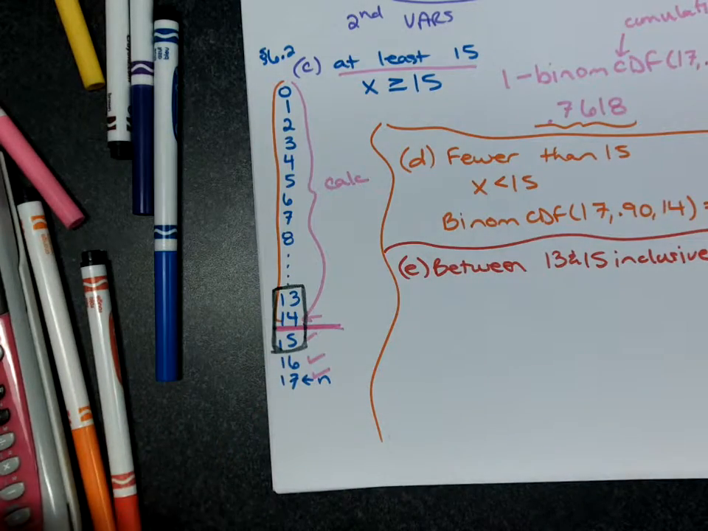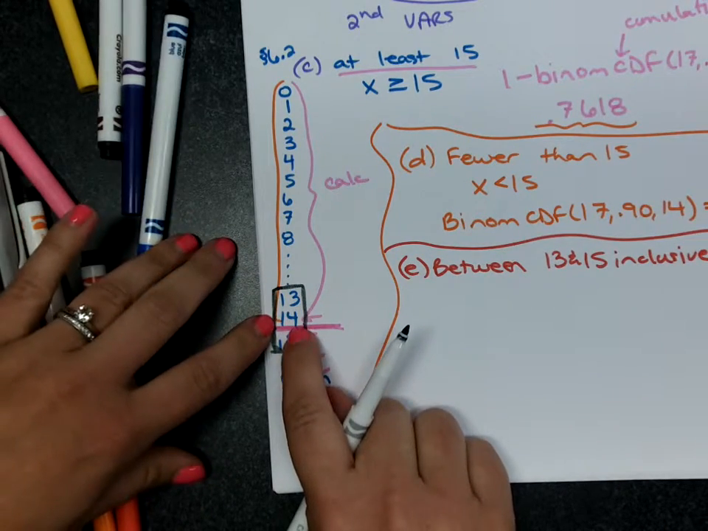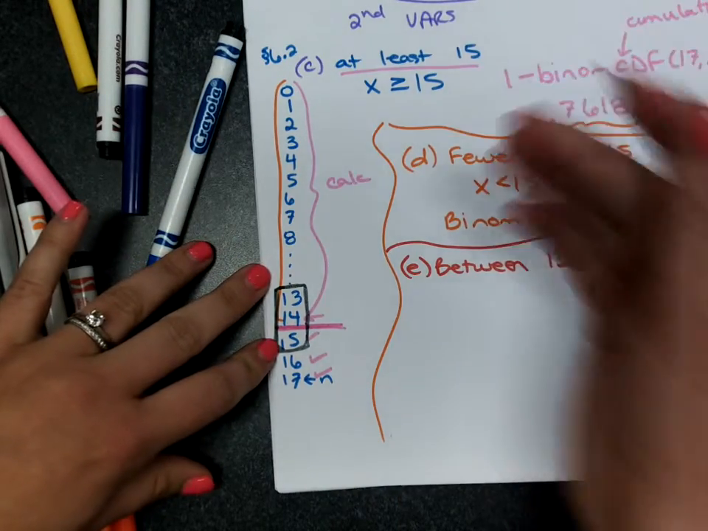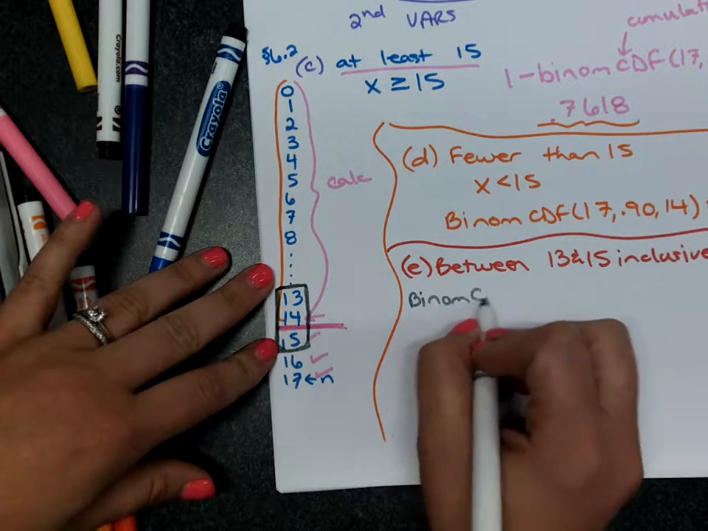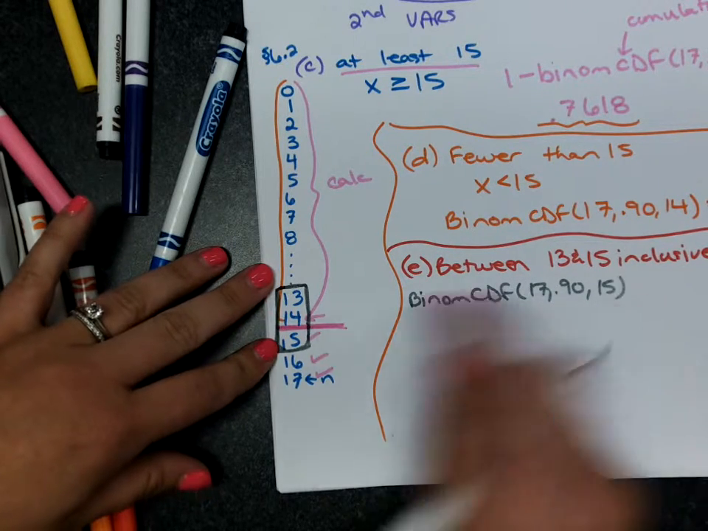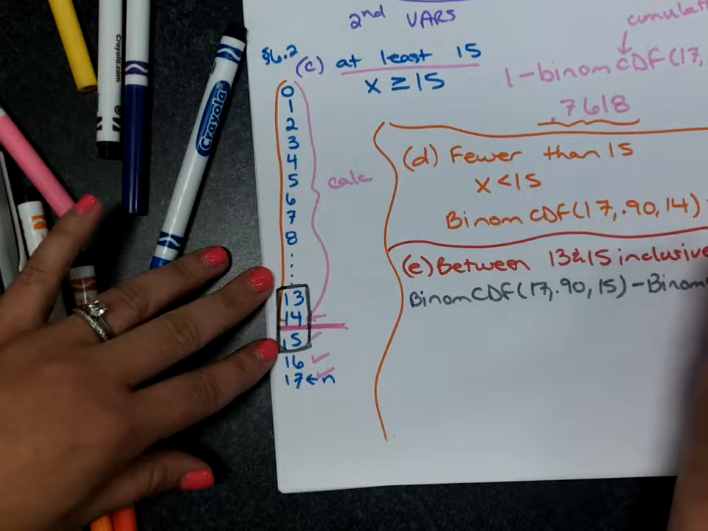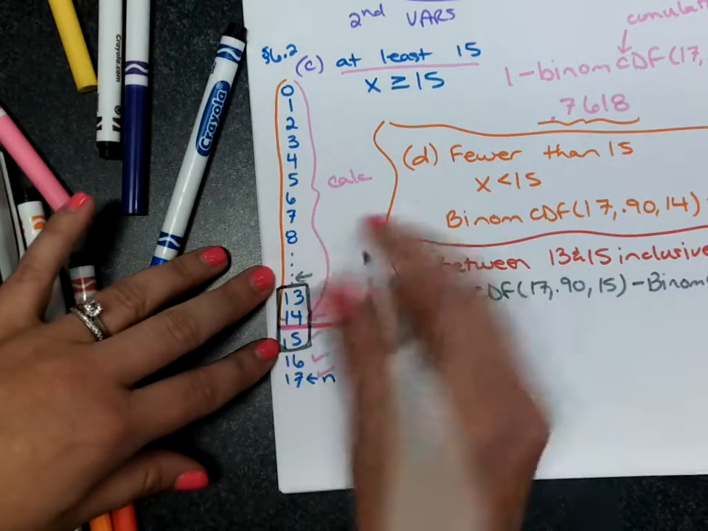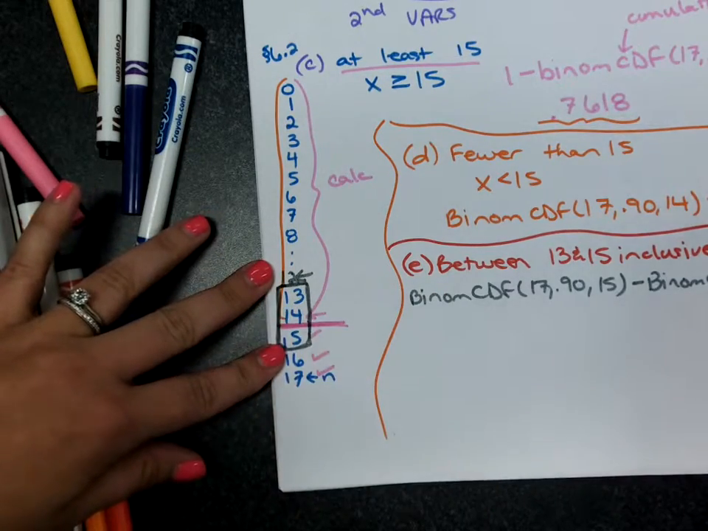There's two ways to do this. You can do a binomial PDF of 13 and a binomial PDF of 14 and 15, like we did in part B, and do a PDF of each one and then add them all together. The shorter way is to do a binomial CDF of everything up to 15, so up to your top number, and subtract binomial CDF of everything up to just before your interval, so that would be 12. So you go one less than your bottom number, which would be 12.